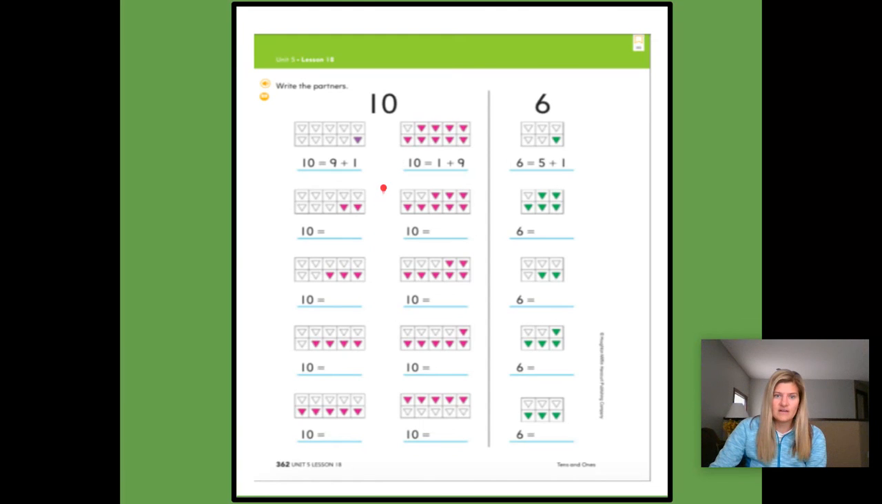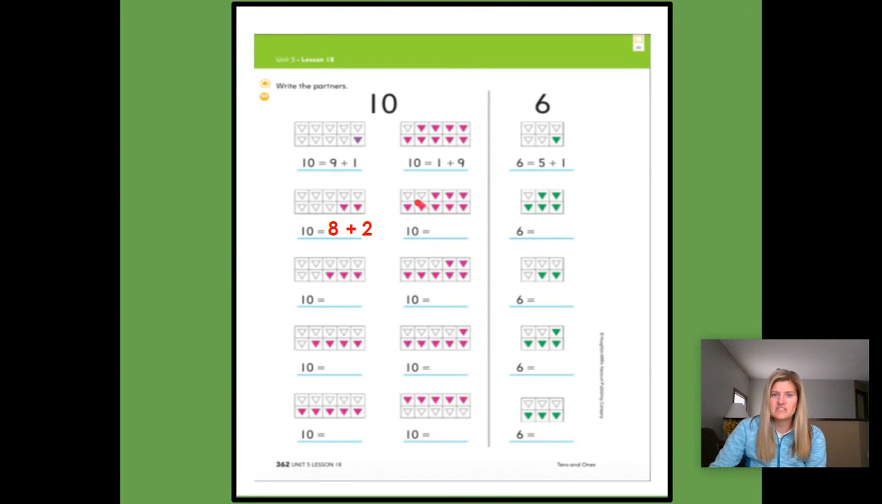Okay, let's do 1 together. If we look over here, we're going to count. We have 5 and 3. We know 5 plus 3 is 8, so 10 equals 8 plus how many colored triangles? 2.